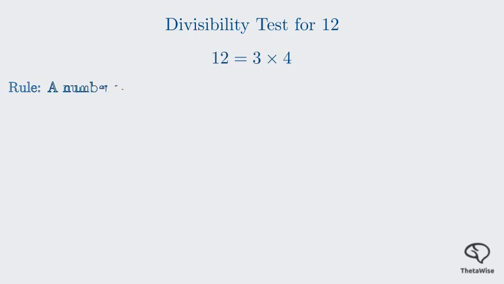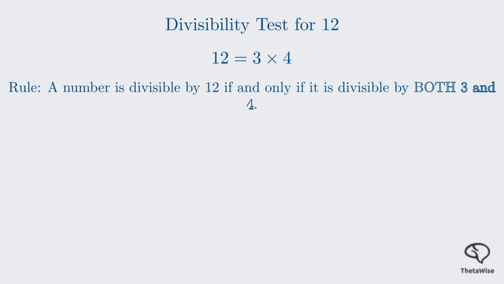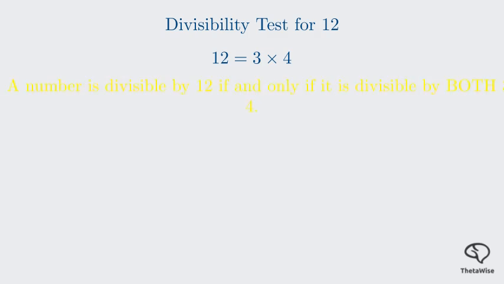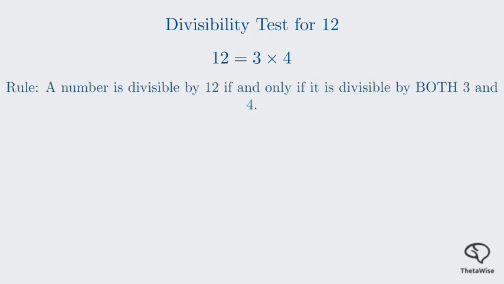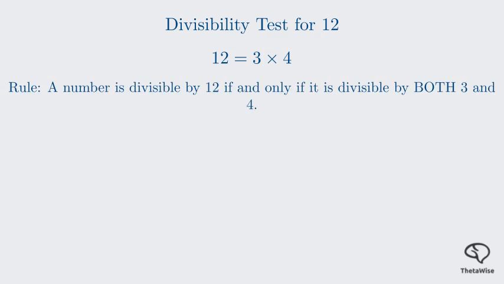So the rule is, a number is divisible by 12 if and only if it is divisible by both 3 and 4. We already know the test for 3. The sum of the digits must be divisible by 3. Let's quickly review the test for 4. A number is divisible by 4 if the number formed by its last 2 digits is divisible by 4.